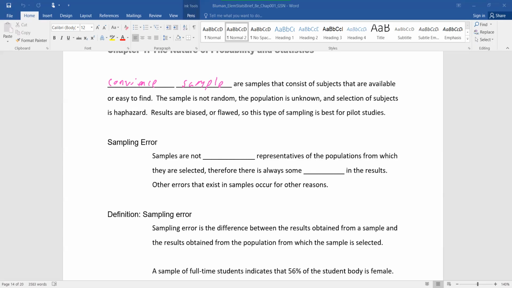Samples are not perfect unless you literally take the entire population. So again, samples are not perfect representations of the population from which they are selected. Therefore, there is always some difference in the results.